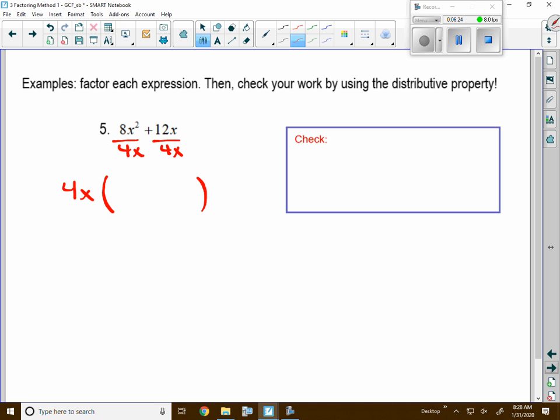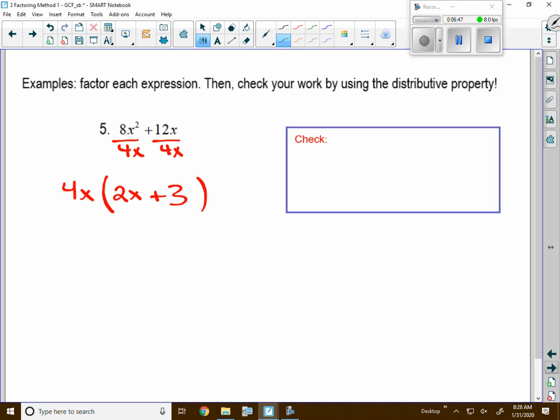So for that first term, what would I have remaining? 2x. 8 divided by 4 is 2. x squared over x to the first, we subtract the exponents. Now what do I have left for my second term? Just 3. Your x's cancel out, and 12 divided by 4 is 3.